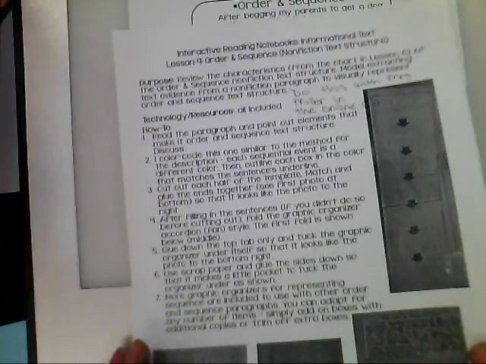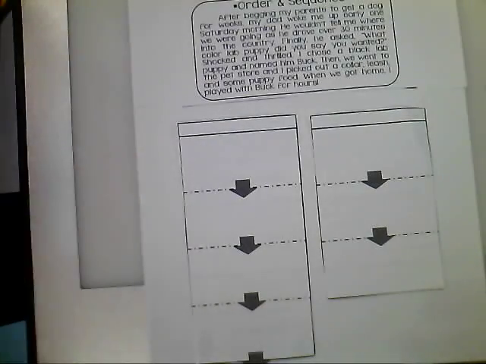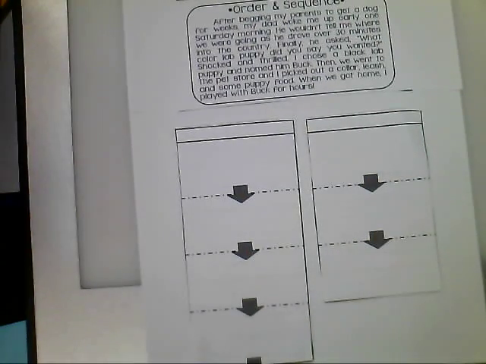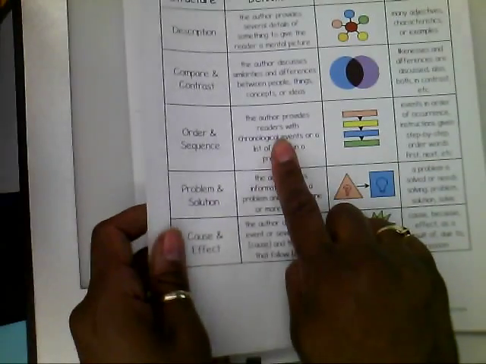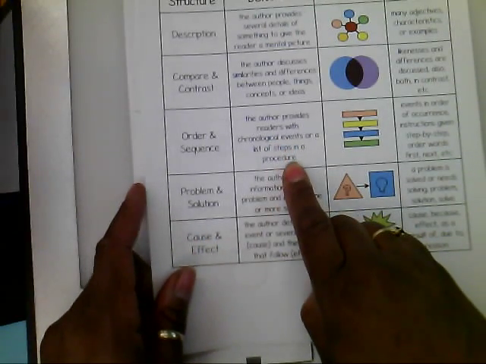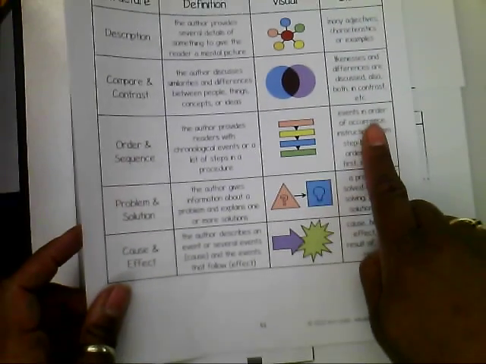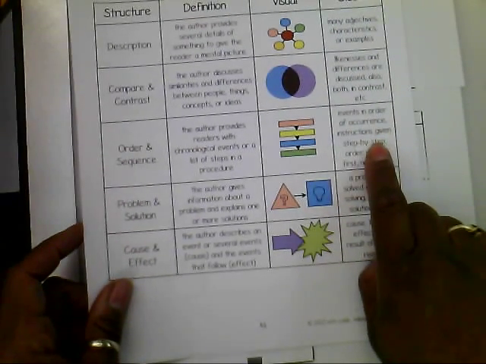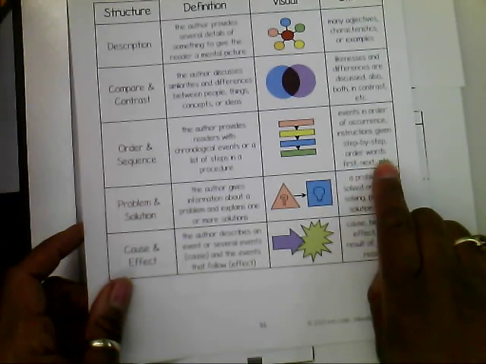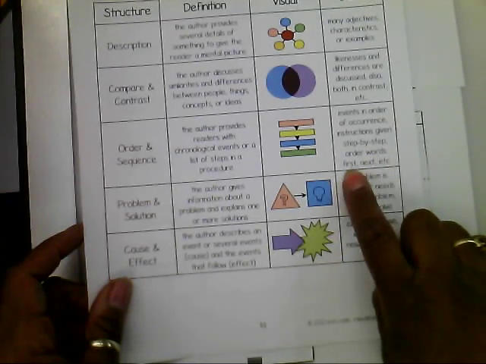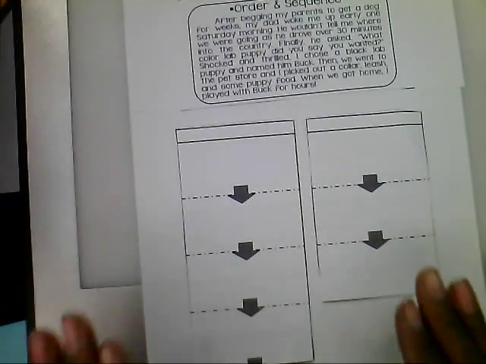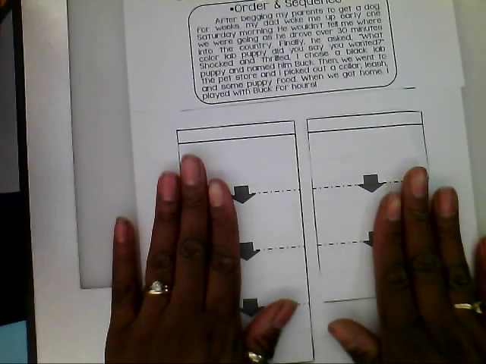Okay, so what we're going to do before we even read the paragraph is we're going to go ahead and cut out our graphic organizer. Now remember, with order and sequence, the author provides readers with chronological events or a list of steps in a procedure. The events are in order of occurrence. Instructions are given step by step, and sometimes the author will use order words such as first and next, etc. Okay, so we can go ahead and cut out our graphic organizer.